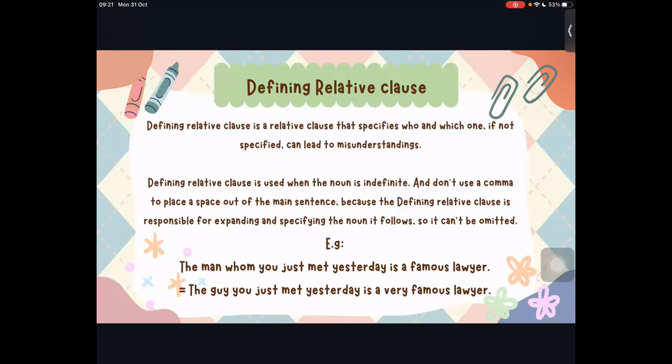A defining relative clause is used when the noun is indefinite, and we don't use a comma to separate it from the main sentence, because a defining relative clause is responsible for expanding and specifying the noun that it follows. For example, the man whom you just met yesterday is a famous lawyer. For a defining relative clause, you can say, the guy you just met yesterday is a very famous lawyer.